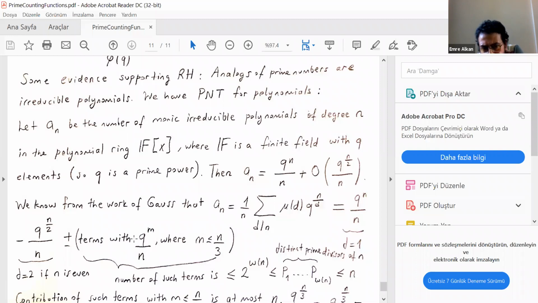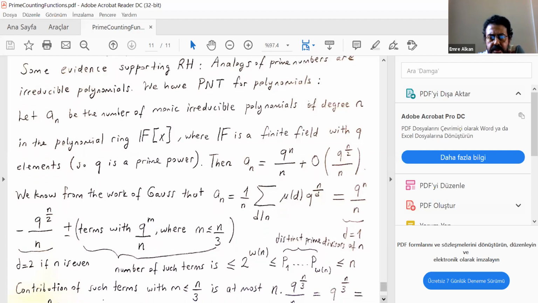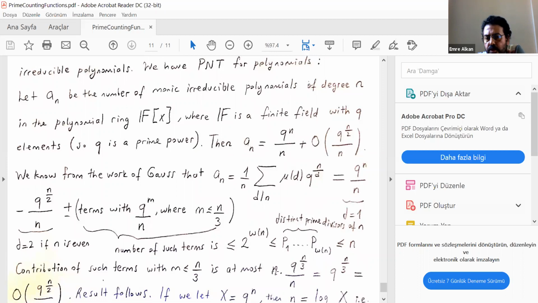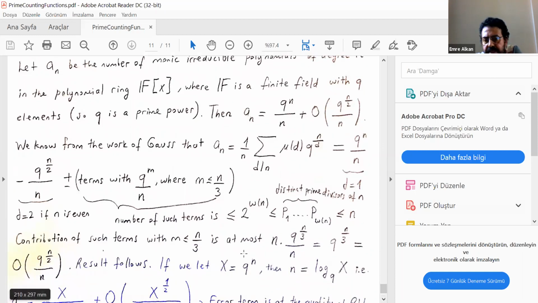But each of them has an n below. So when I estimate, these n's just cancel. So the contribution of smaller terms gives us at most n times q to the n over 3 over n. So they just contribute at most like q to the n over 3. But you can bury that into the secondary term here because n over 3 is a lot smaller than n over 2 in the long run. Okay, so you can definitely say that that's O of q to the n over 2 over n.